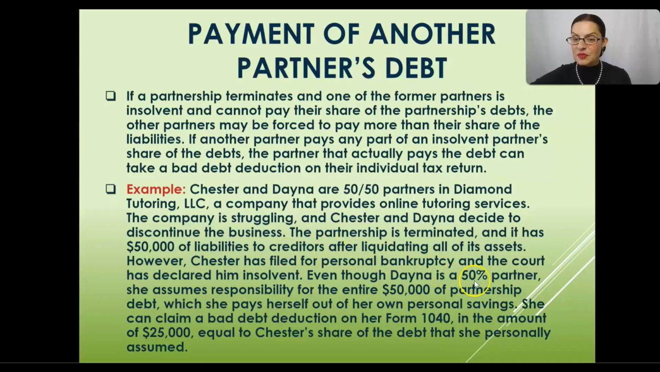Even though Dana is a 50% partner, she assumes responsibility for the entire $50,000 of partnership debt, which she pays herself out of her own personal savings. So she dug into her personal savings to pay this debt. She can claim a bad debt deduction on her Form 1040 in the amount of $25,000, equal to Chester's share of the debt that she personally assumed. Dana technically was only responsible for $25,000 of this debt. They were 50-50 partners, and $50,000 was the outstanding liability when the business closed. And assuming they were both liable for this loan, then they both had a liability of $25,000.